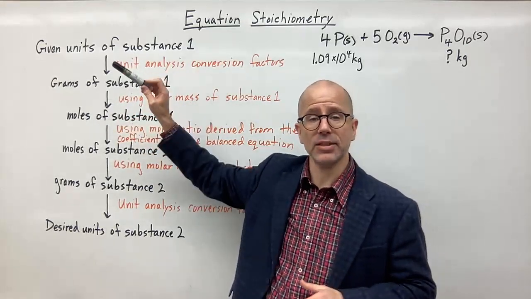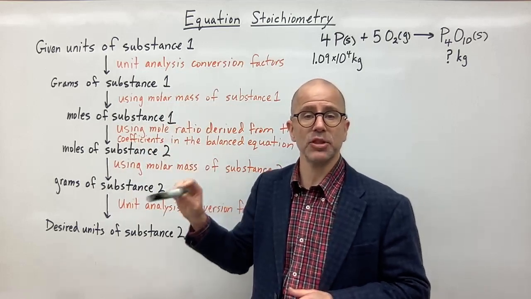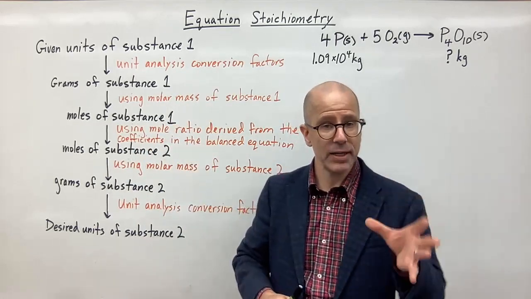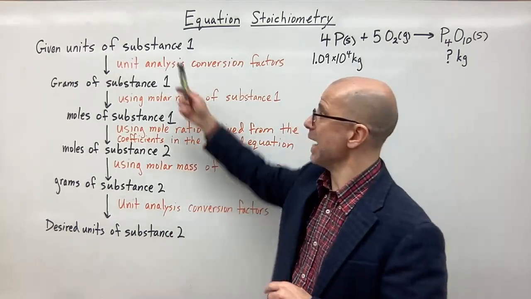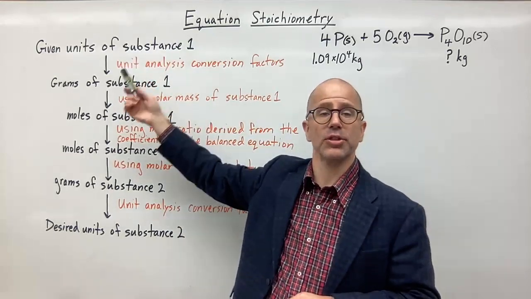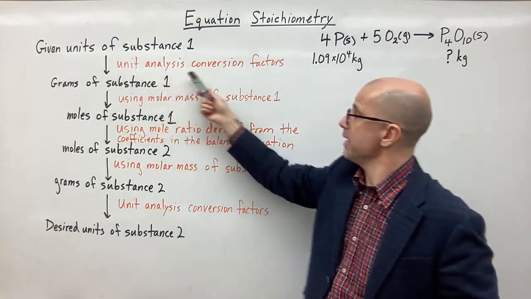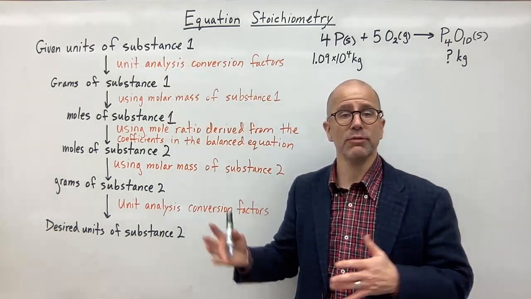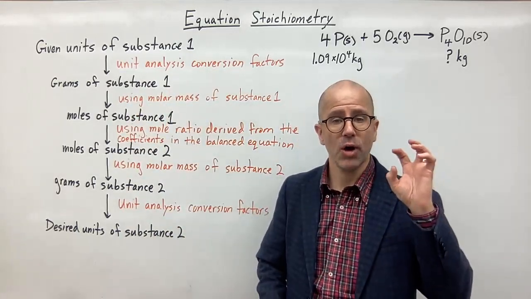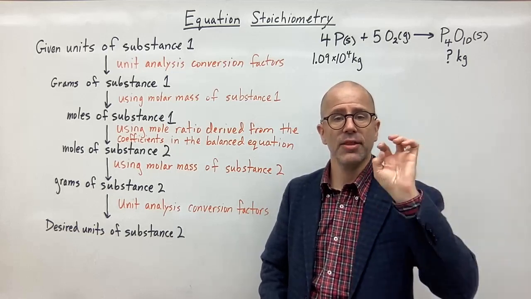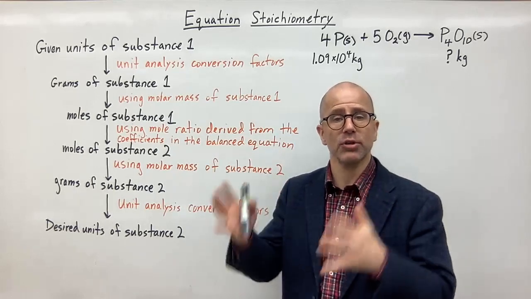Because if I have a mass and then I want to get to moles, the way to do that is through the molar mass of that substance, because the molar mass gives you a relationship between the grams and the moles of that substance. So if I'm not given grams, I need to convert to grams first. That's my first step. So whatever unit of substance 1, you're going to use conversion factors to convert to grams, right? So if I'm given kilograms, then I'm going to use the conversion factor that 1 kilogram is equal to 1,000 grams.